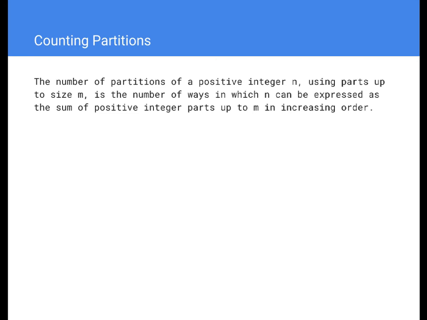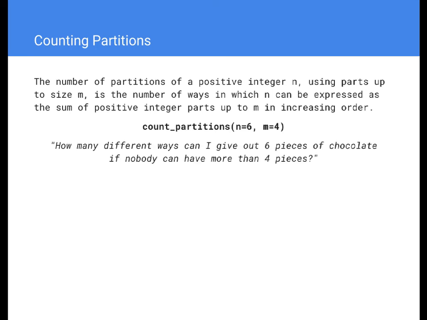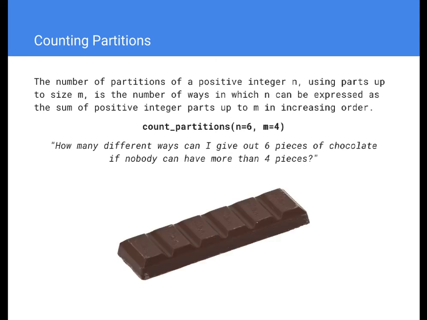So I can call count partitions with two arguments, n and m. They're two numbers. And what that says is basically, how many different ways can I give out 6 pieces of chocolate if nobody can have more than 4 pieces? Counting partitions. Counting chocolate. All right. So the problem, just to repeat it again: how many different ways of giving out 6 pieces of chocolate, n pieces of chocolate, if nobody can have more than 4 pieces? Does this make sense? I'll give you an example of that on the next slide.